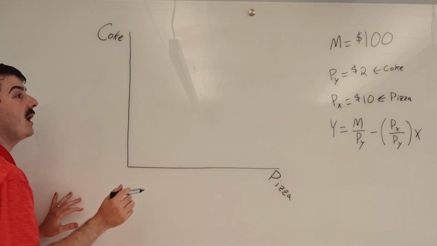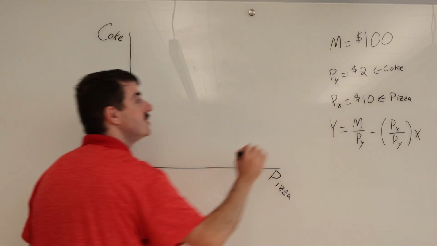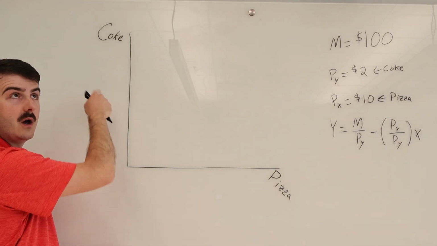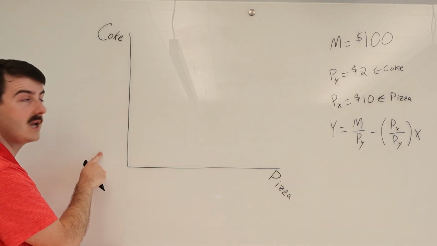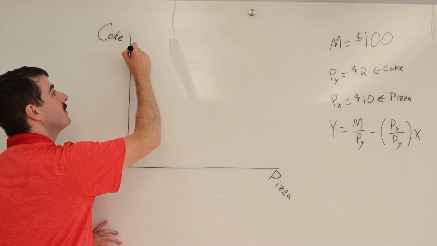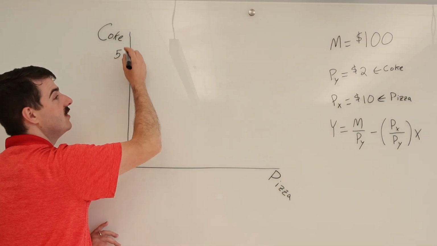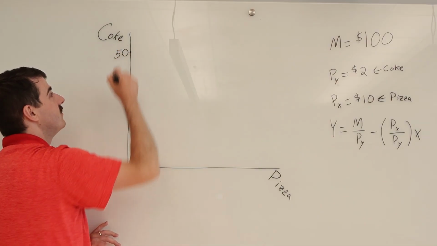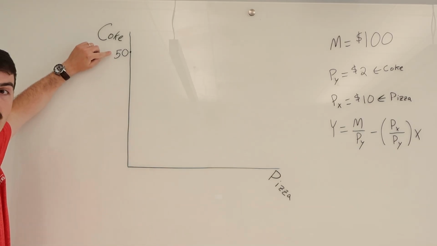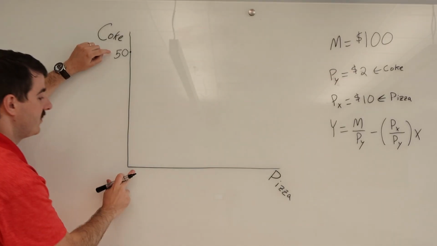If we have $100 and we only buy Coke, which is $2 each, $100 divided by the $2 each is going to tell us the most Coke we can possibly buy. Everybody say it with me, 100 divided by 2 is 50. 50 units of Coke. If we buy 50 units of Coke, we don't buy any units of pizza.